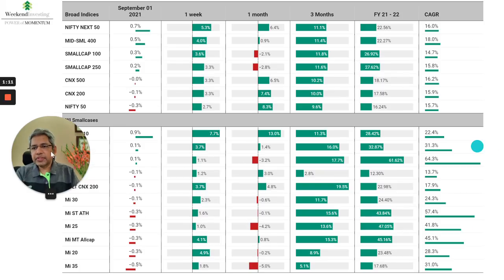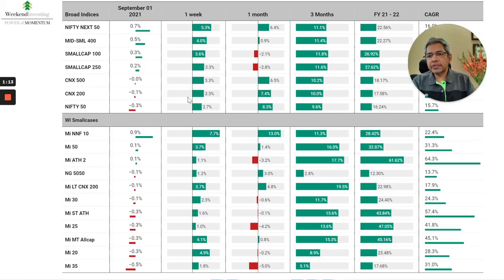In terms of the indices, you can see here, Nifty ended down 0.3%, and CNX 200 and CNX 500 were flat, and the small and mid cap segment was up by just about 0.25%. Nifty Next 50 was up 0.7%. So Nifty Next 50 has done very, very well in the last 1 month, up 6.4%.